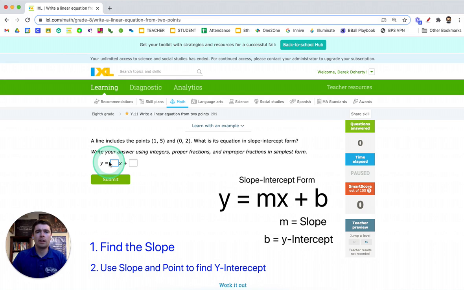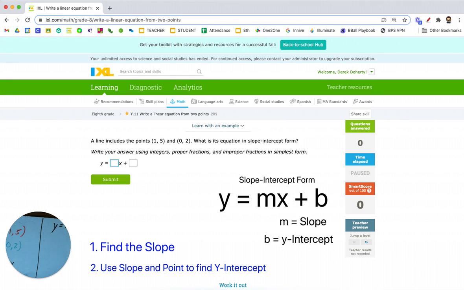And so if I want to write an equation in slope-intercept form, I need to know two things. I need to know the slope, and I need to know the y-intercept. And Y11 is challenging because figuring out the slope and the y-intercept from just 2 points requires a little bit of work in math. We're going to switch over to a whiteboard right now.